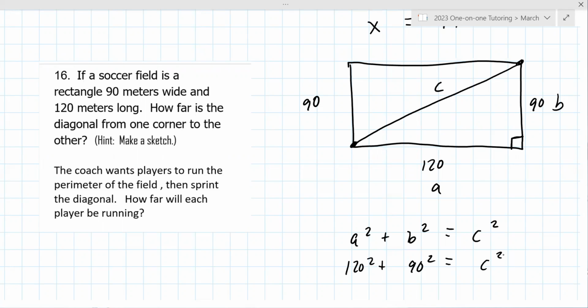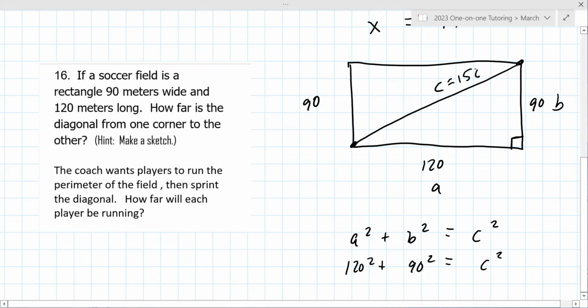Okay, so for C, I got 150. Yes, and it works out nicely. All right, now that's the first part of the question. It says how far is the diagonal from one corner to the other? That's 150, and then we want to say meters there.